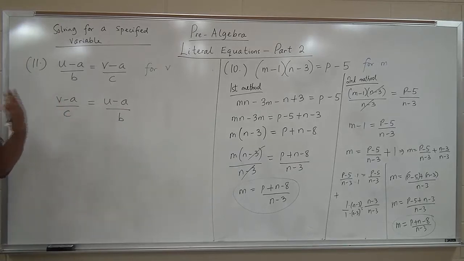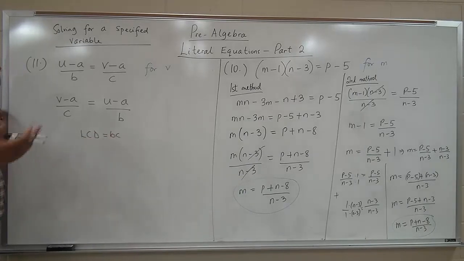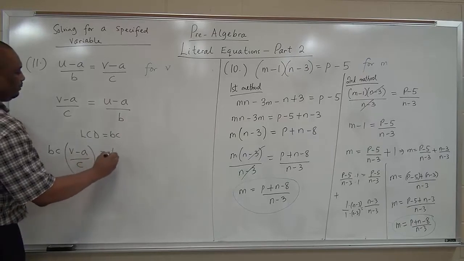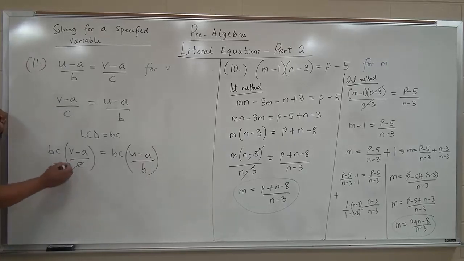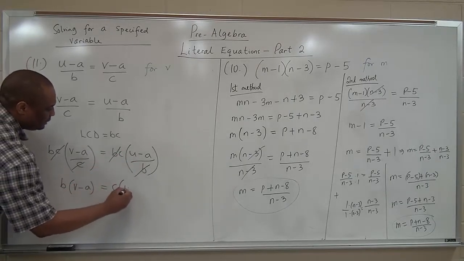The next thing we want to do is, we don't like fractions, so multiply both sides by the LCD. The LCD is BC. I want to say BC, not CB. Now, CB is still correct, but we want to do that in order, since B comes before C. So multiply both sides by BC. So BC times v minus a over c equal to BC times u minus a over b. C divides C, right? So you have B times v minus a equal to, B divides B, C times u minus a.